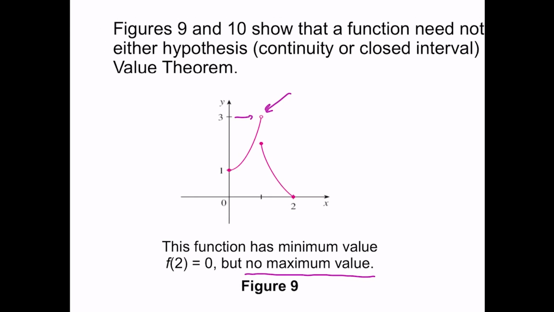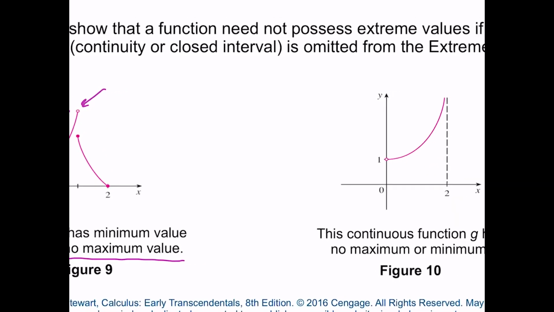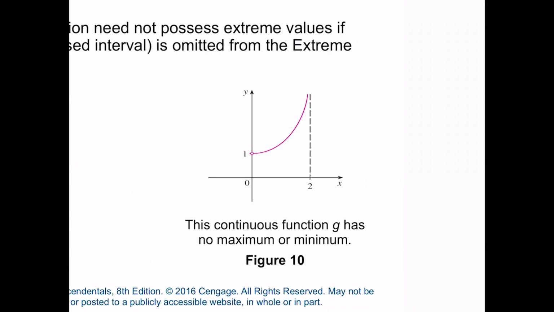You can't quite get there. In the example on the right, it's a continuous function, but it's not on a closed interval. Notice the open circle at the left end of the interval, that's a discontinuity. Notice the asymptote over here, that's the other type of discontinuity. So we've got a nice continuous graph, except it's on an open interval.